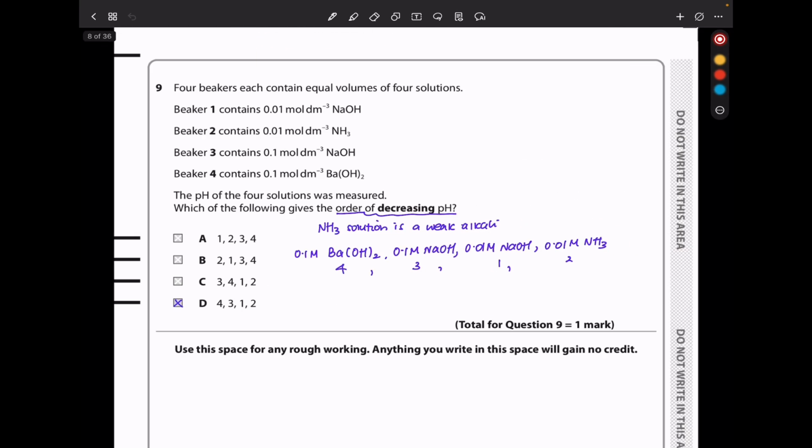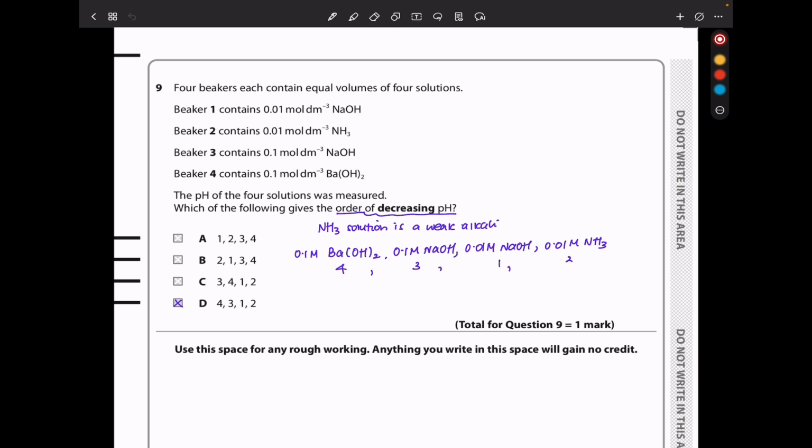And in question 9, four beakers each contain equal volumes of 4 solutions. Beaker 1 contains 0.01 mol/dm³ sodium hydroxide, beaker 2 contains 0.01 mol/dm³ ammonia, beaker 3 contains 0.1 mol/dm³ sodium hydroxide, and beaker 4 contains 0.1 mol/dm³ barium hydroxide. They say the pH of the 4 solutions was measured. Which of the following gives the order of decreasing pH?